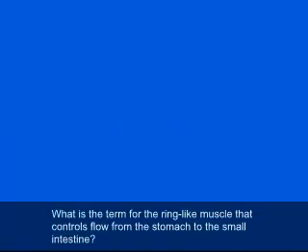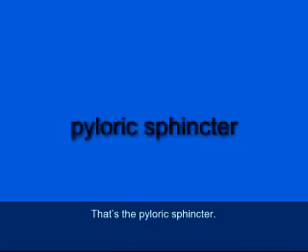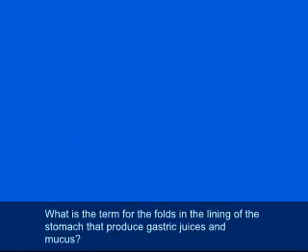What is the term for the ring-like muscle that controls flow from the stomach to the small intestine? That's the pyloric sphincter, P-Y-L-O-R-I-C, sphincter, S-P-H-I-N-C-T-E-R. And what is the term for the folds in the lining of the stomach that produce gastric juices and mucus?